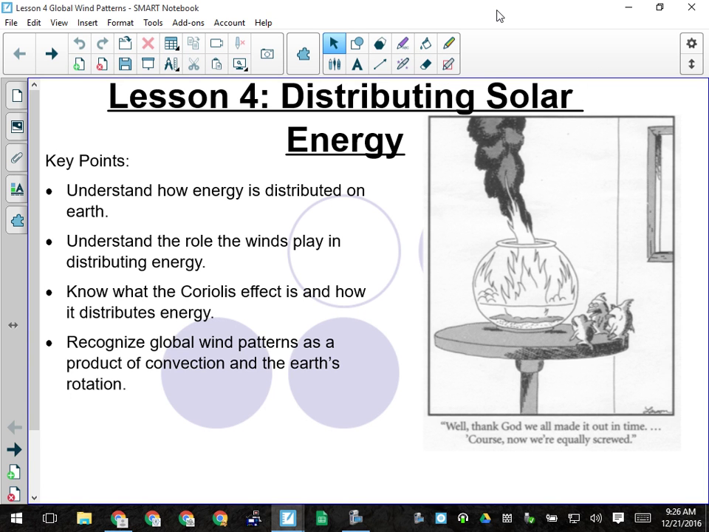All right, next thing, lesson 4, wind patterns. Told you I was going to go fast today. Okay, I'm going to try and get through. I won't get through all of this one, but I'll try.